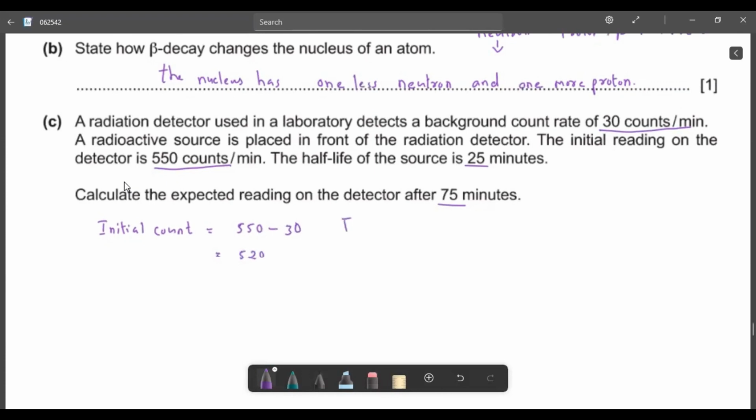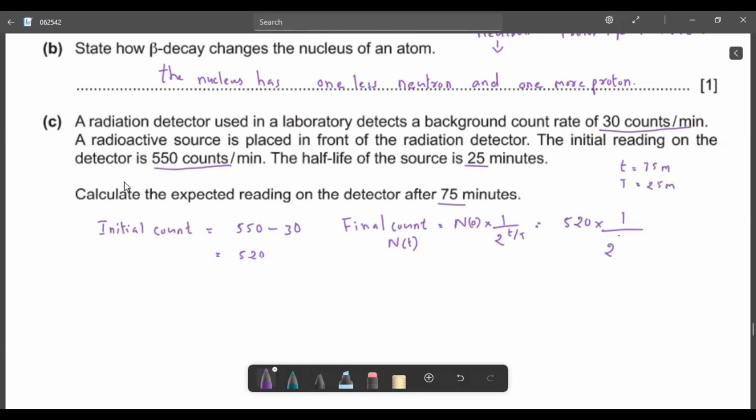And we need to find the final count N(t), that can be written as the initial amount times 1/2 raised to t by T. So the initial amount is 520 times 1/2 raised to t by T, where small t is the current time, that is 75 minutes, and capital T is the half-life, that is 25 minutes.